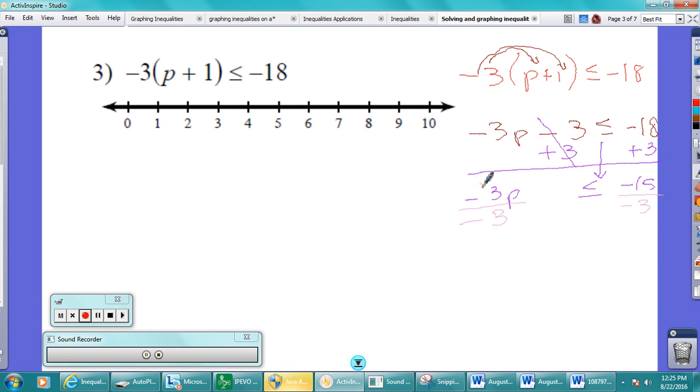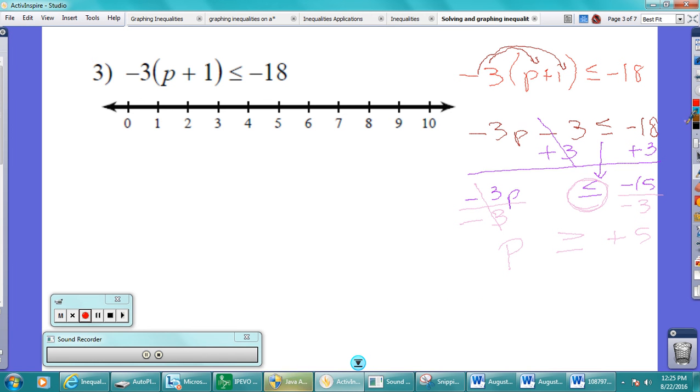When you divide by a negative, something special happens here. These negatives, they cancel. I'm left with p. A negative divided by a negative is a positive. 15 divided by 3 is 5. That's the same. But something happens with my inequality sign. It flips. Once again, when you divide by a negative, you need to flip the inequality sign.